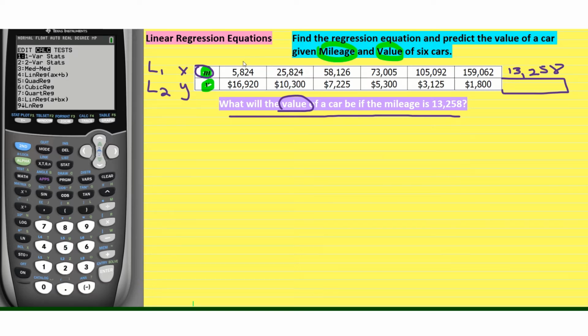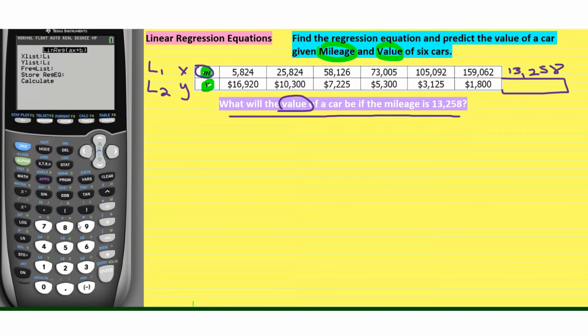Well, we've already been told that this was a linear regression. So we're going to go ahead and look for the option that looks like it's talking about linear regressions. And that would be number 4 down here. Number 4 says linear regression. And we're going to choose that.